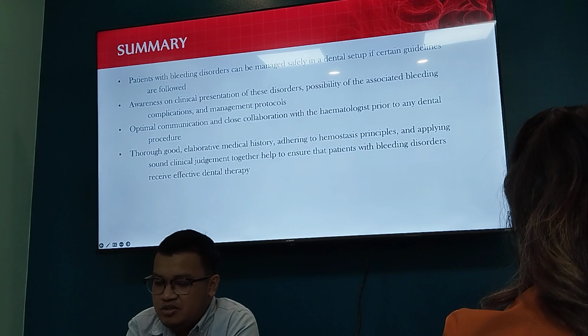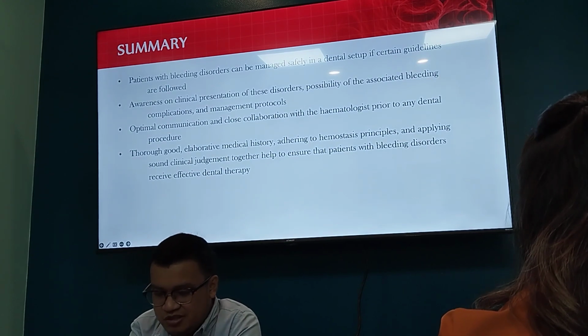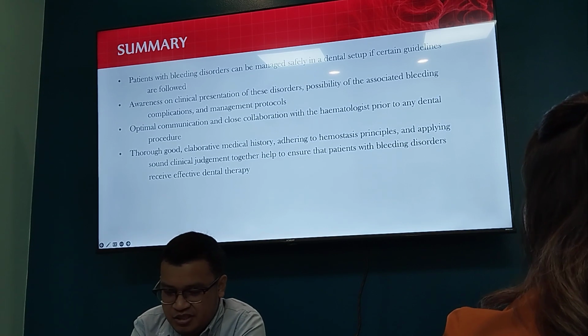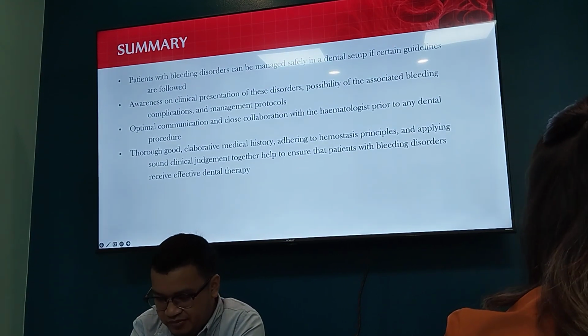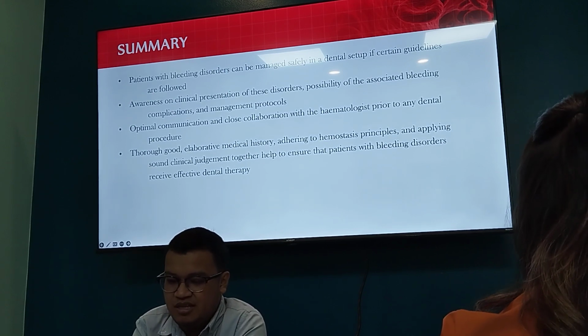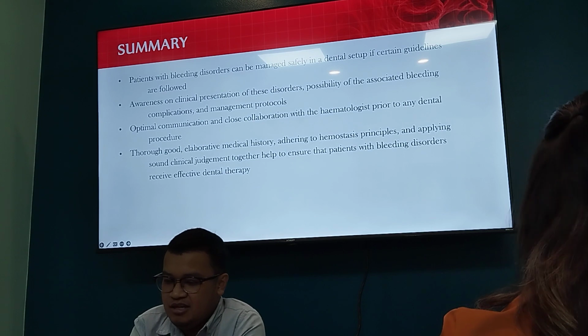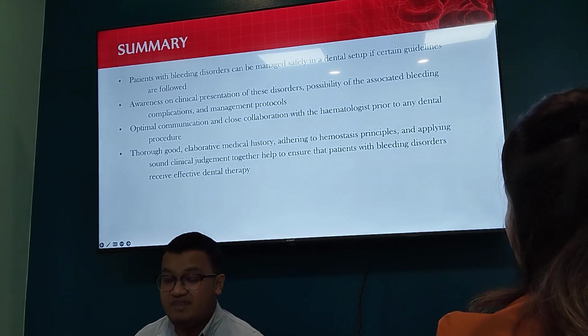It is important to ensure clear channels of communication and close collaboration with the hematologist prior to any dental procedure. Taking a thorough and good elaborative medical history, adhering to hemostasis principles, and applying sound clinical judgment, together help to ensure the patients with bleeding disorders receive effective dental therapy.